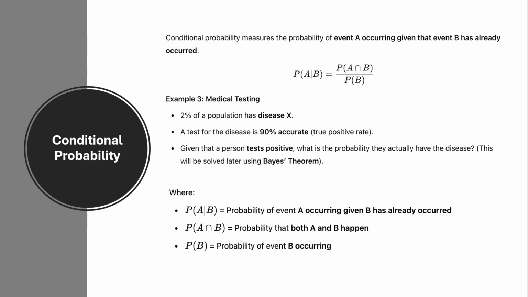The formula for this: P of A given B has already occurred will be P of A and B, the probability of having A and B together, divided by the probability of B. Any doubt? Are we good with the terminology? Okay. So when do we use conditional probability?